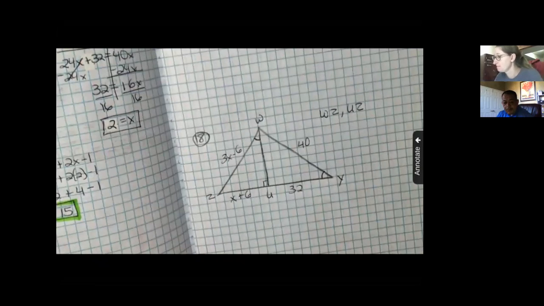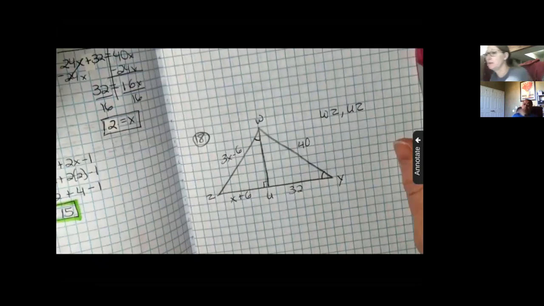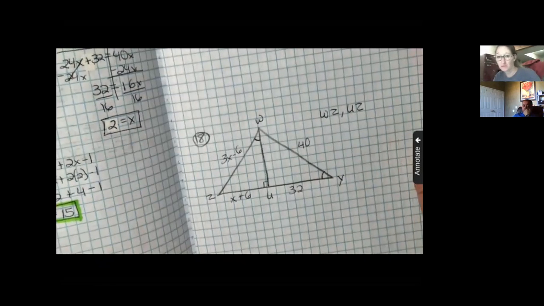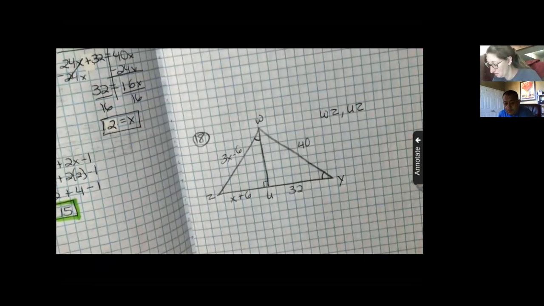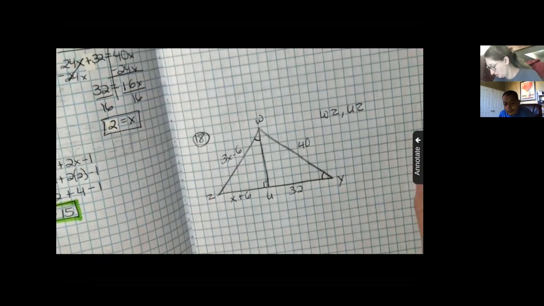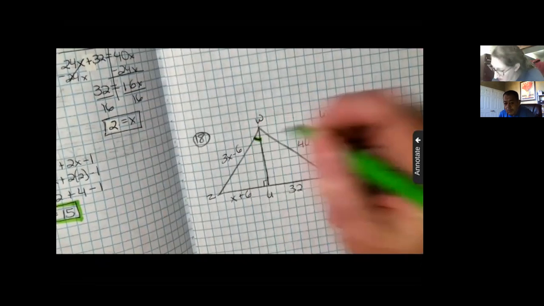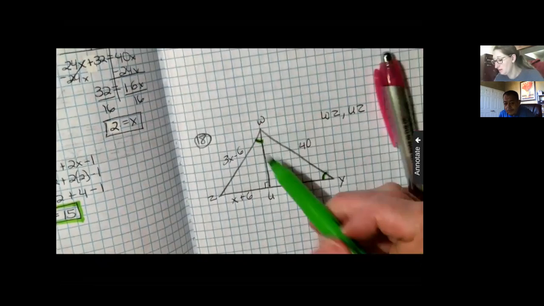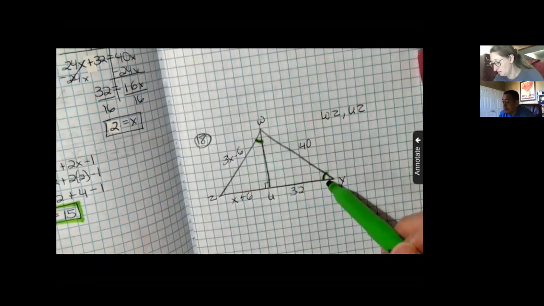Hola. Okay, so let me get out my handy dandy highlighter. So the first thing we've got to determine is how are we going to do similarity. And an interesting thing that they gave us was this little symbol here. So it's saying that this angle is the same as this angle.